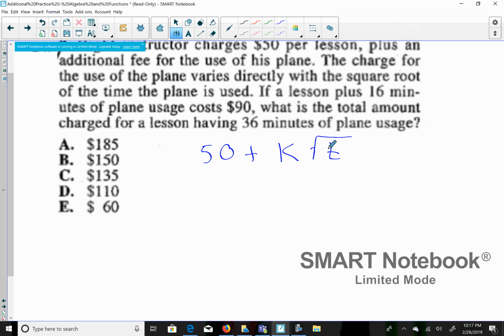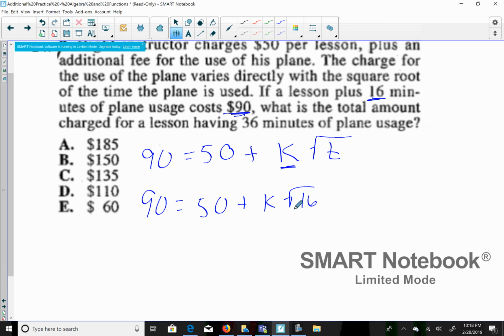And it says, if a lesson plus 16 minutes of the plane's usage costs $90, what is the total amount of charge for a lesson having 36 minutes? So I need to find out what this K is. Since the first lesson is $90, I'm going to set this equal to $90. The first time I'm doing the $90 is when I have the plane for 16 minutes. So I'm going to say 90 is equal to 50 plus K times the square root of 16.